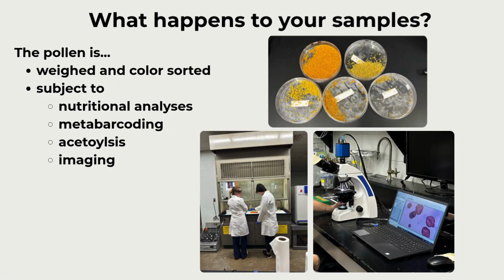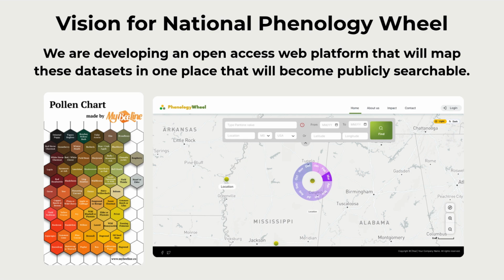Once we obtain your samples, they may be analyzed using nutritional analysis, metabarcoding, acetolysis, and imaging to better understand the nutritional availability within this pollen, as well as the species of pollen that you've collected. Then, data about pollen color, flower origin, structure, protein and lipid content, and region collected is compiled into a database. This database will become publicly accessible through an open access web platform.